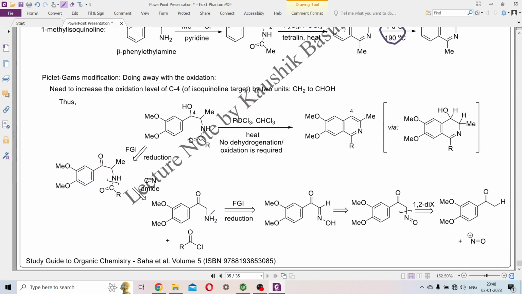So this is obtainable from the acylation of this amino ketone, which can be obtained by the reduction of the corresponding oxime. The tautomeric form of this oxime is this nitroso, and a 1,2-disconnection will give you a corresponding ketomethyl derivative, ketomethyl aryl ketone, where you have only access to this alpha carbon, which is nitrosated, and this nitrosated derivative can undergo tautomerization to give you the corresponding oxime. This oxime can be reduced to the corresponding amine.